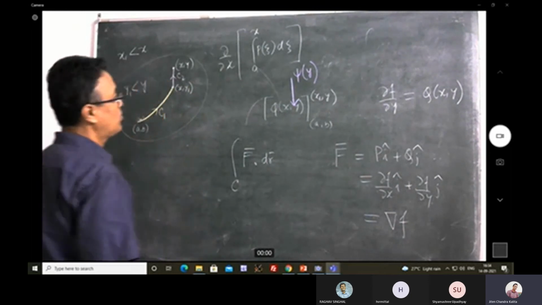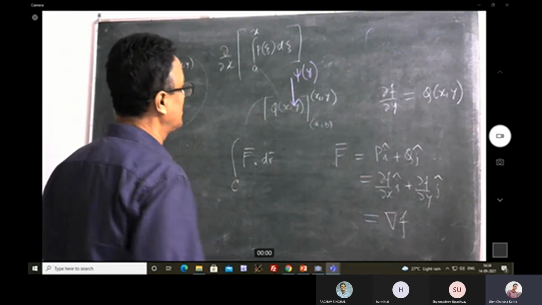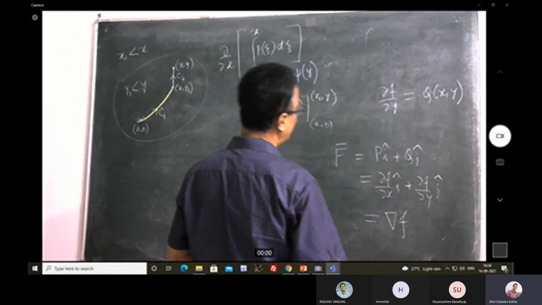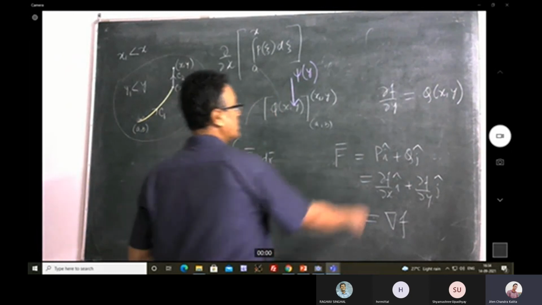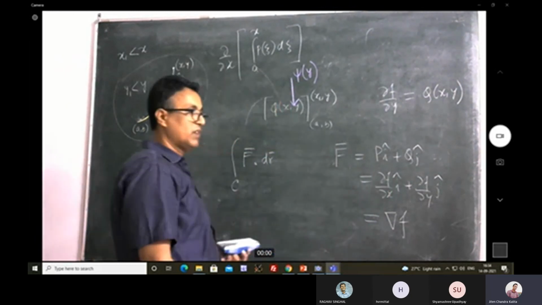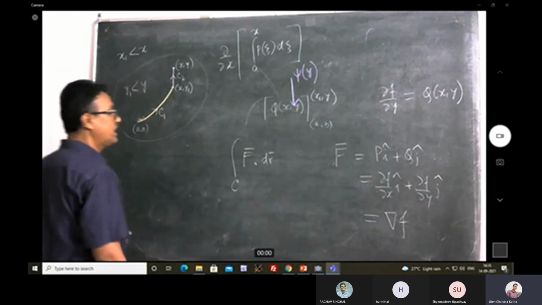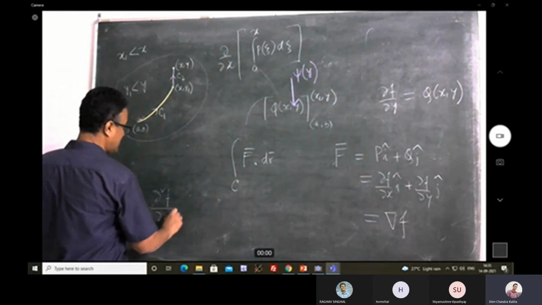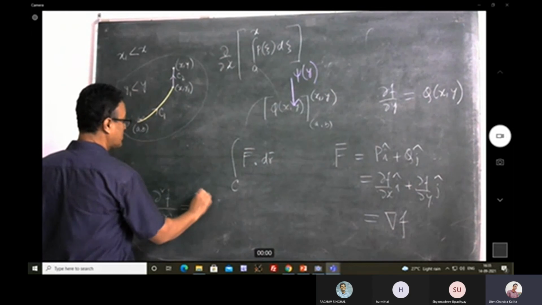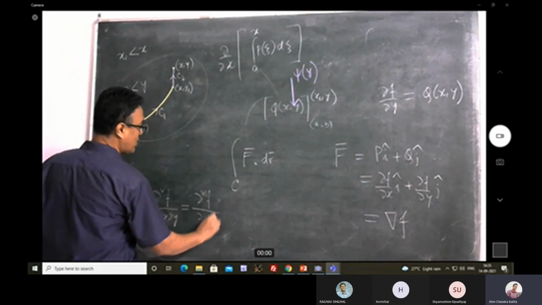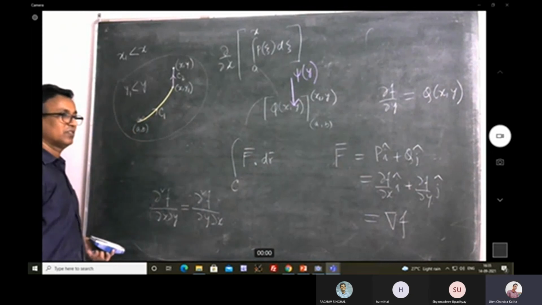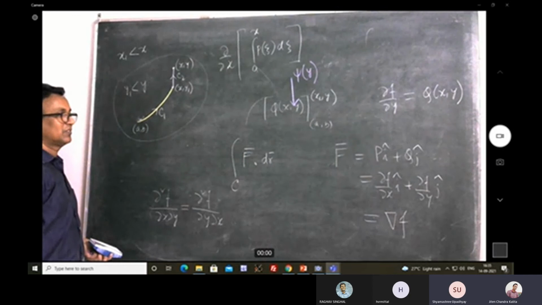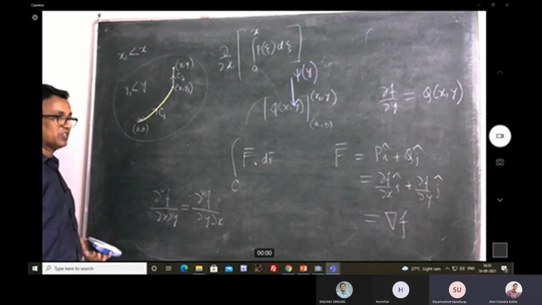Fine. So now what you see here: if the second order partial derivatives of small f are continuous, then what is going to happen? I must have del 2f del x del y equal to del 2f del y del x. Yeah, Clairaut's theorem.